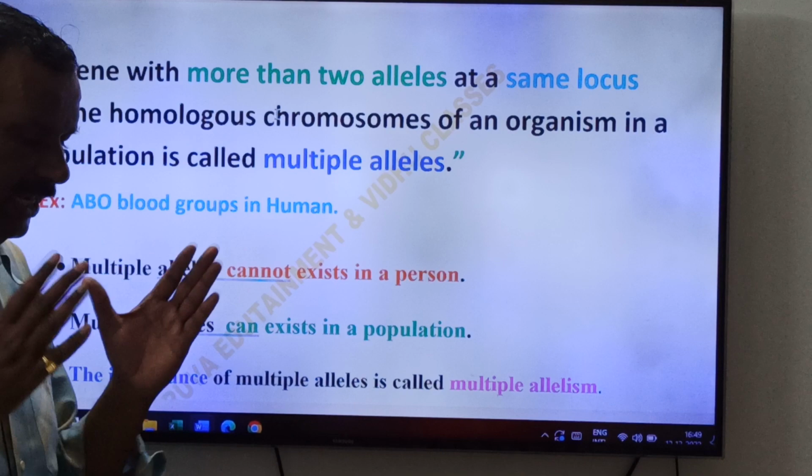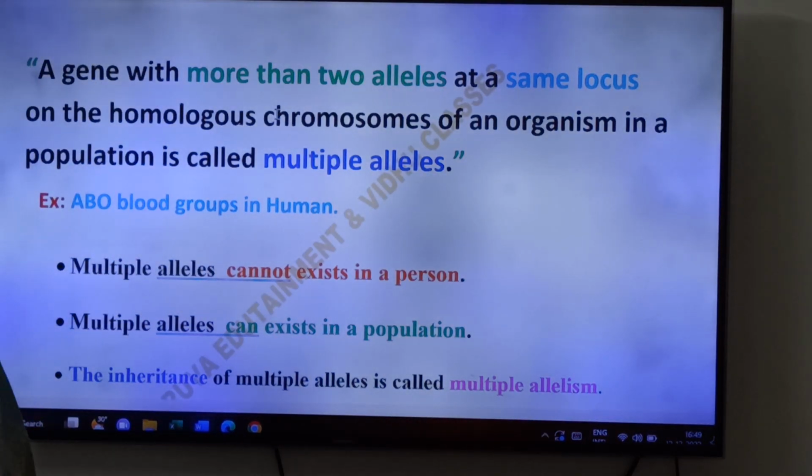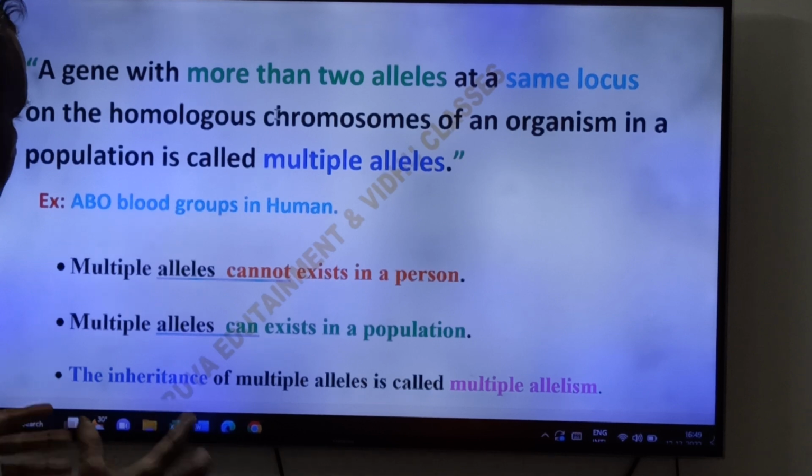Means, once again, friends, a gene with more than two alleles at a same locus on the homologous chromosomes of an organism in a population is called multiple alleles. Best example what, friends? ABO blood groups in humans.